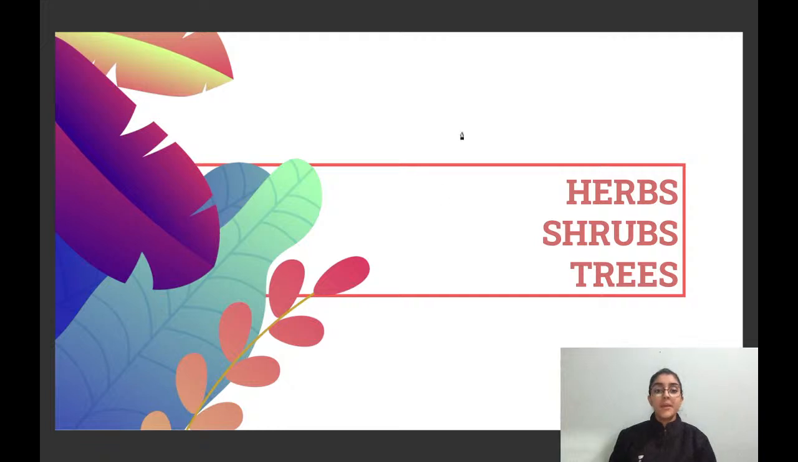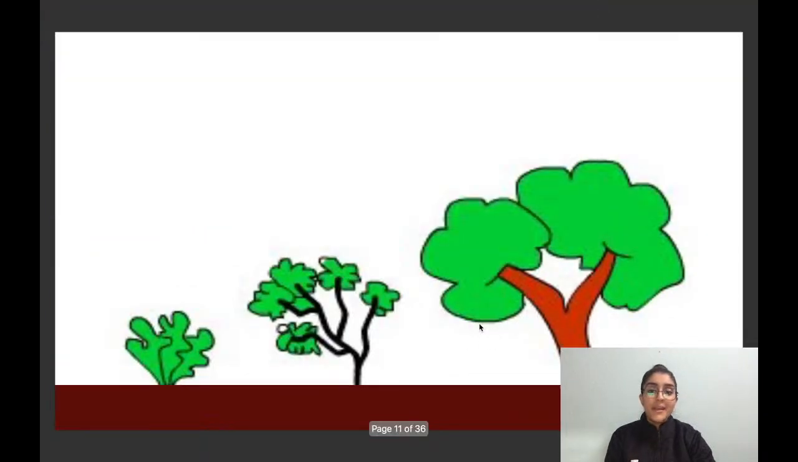So here we would be learning about the classifications of plants on the basis of their size, their lifespan, and their height. So first of all, we would be studying about herbs, then shrubs and trees, and of course many more other plants at that. So here you can see the comparison of three trees. In the first one, what do you think that it is?